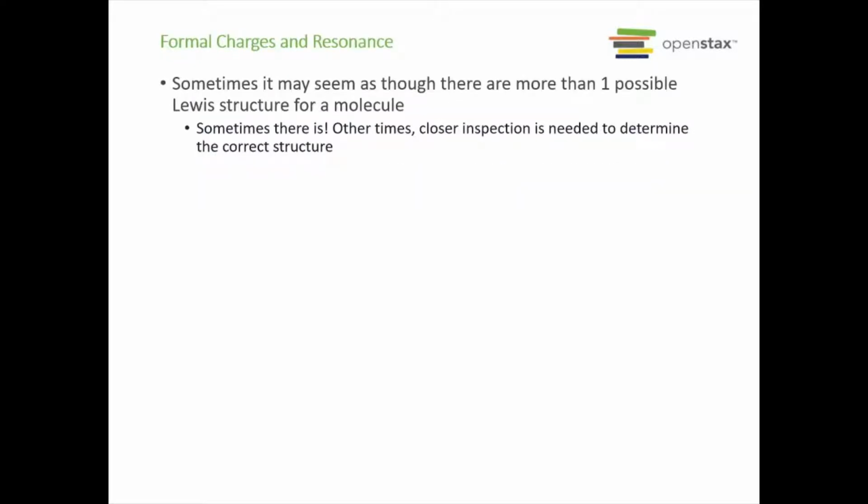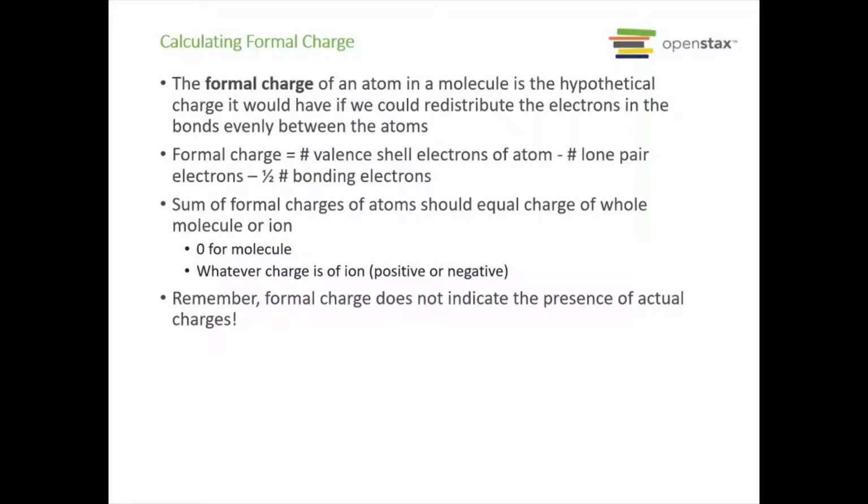So just as a little introduction, sometimes it may seem as though there is more than one possible Lewis structure for a molecule. When we were doing the Lewis structure where the carbon had to double bond with one or two of the oxygens, there's an example. There are times where there is more than one possible Lewis structure. Other times we need to look a little closer to figure out what the correct structure actually is. So we do that by using formal charge.